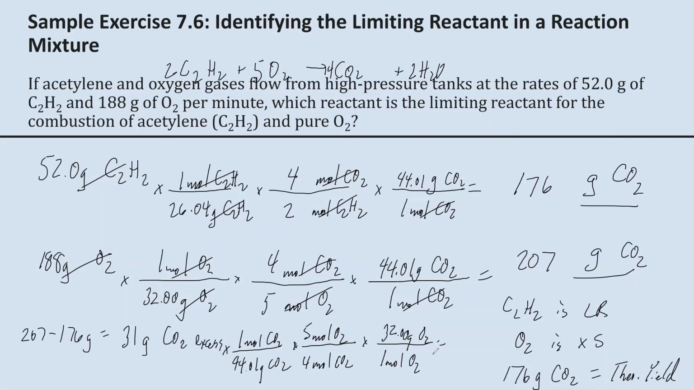So if I did that, 31 times 5 times 32 divided by 44.01 divided by 4, two significant figures this time, we would get 28 grams of oxygen. So 28 grams of oxygen were left over. That means that 160 grams reacted. And so, again, that's not going to come up in every limiting reactant problem, but for the ones that do come up, this will tell you how to do it.